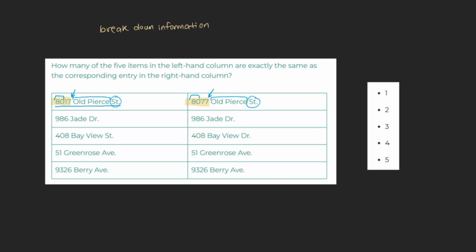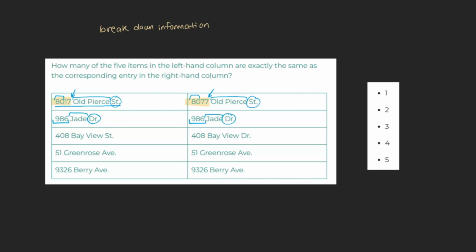Using the same method of number, street name, street type, let's take a look at our next address. We'll start by comparing numbers, and we can see that both are 986. 8 and 6 are also numbers that can be confused, so in general, we'll want to keep an eye on them. As everything's all right here, we move on to the street name, which we see is Jade in both cases. And finally, street type. As we see both are drives, we can see there's no mistake here, and we can move on to our next choice.